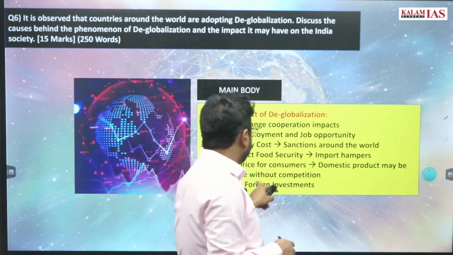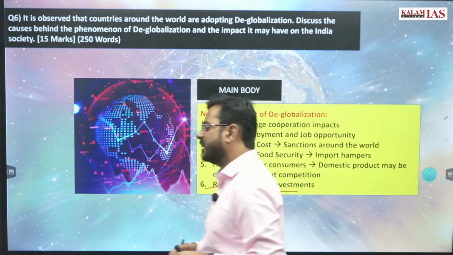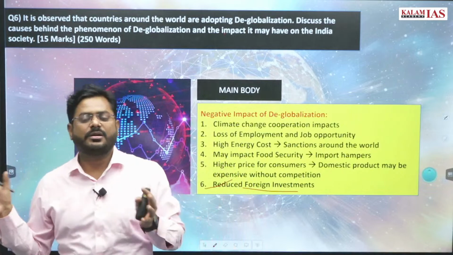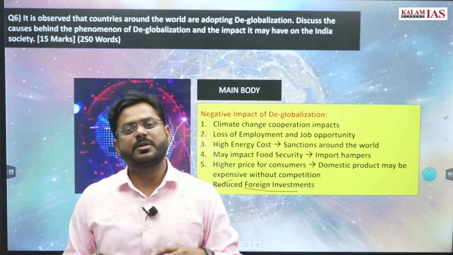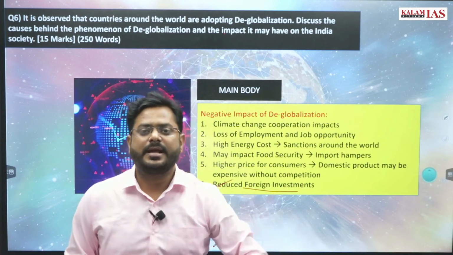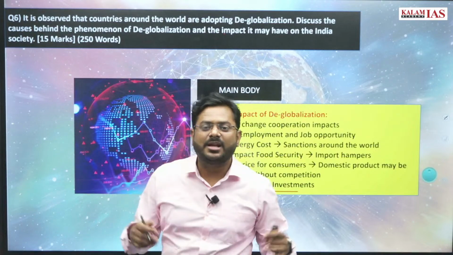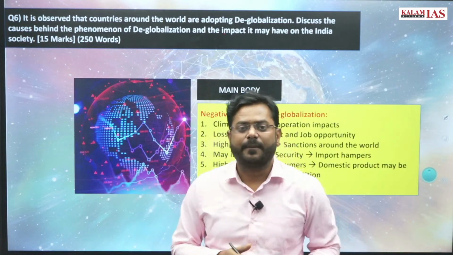Then there may be a reduction in foreign investment, because if there is deglobalization and every country is trying to have investment of their own, why would some institution invest in other countries, right? So foreign direct investment, foreign portfolio investment, such kinds of investment may be restricted, right?